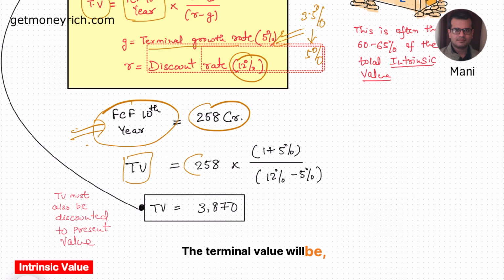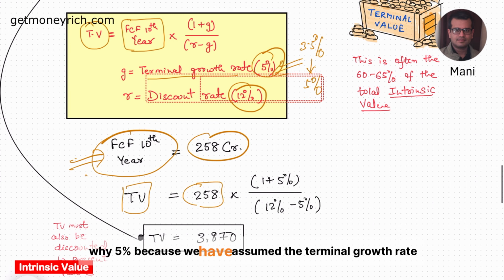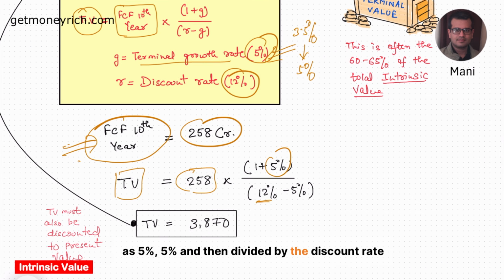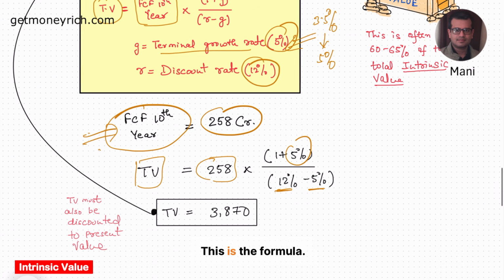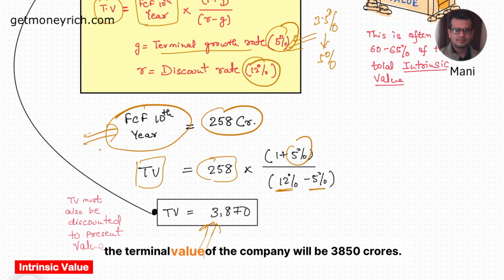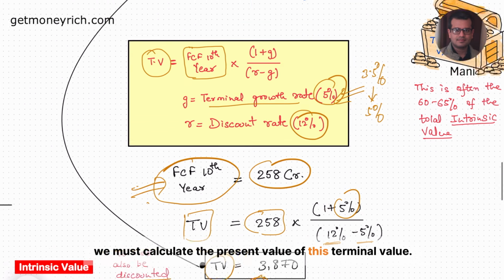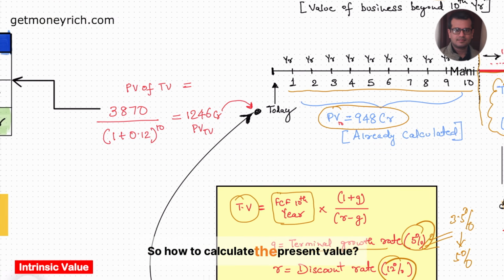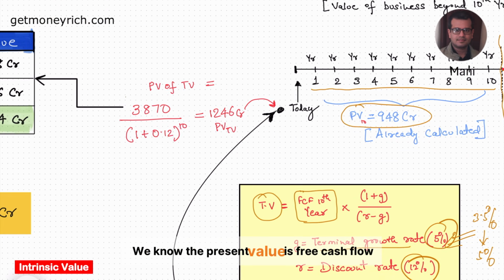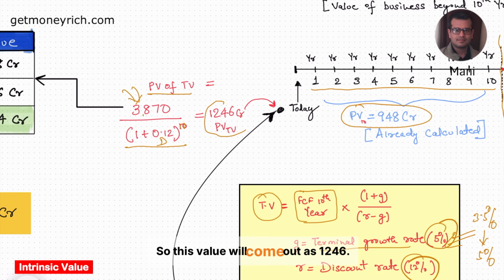The terminal value formula will be 258 into 1 plus 5%. Why 5%? Because we have assumed the terminal growth rate as 5%, and then divided by the discount rate minus the terminal growth rate. This is the formula. By using this formula, the terminal value of the company will be 3850 crores. Again, for this terminal value also, we must calculate the present value. So how to calculate the present value? We know the present value is the value that we have calculated divided by 1 plus the discount rate to the power 10. So this value will come out as 1246.